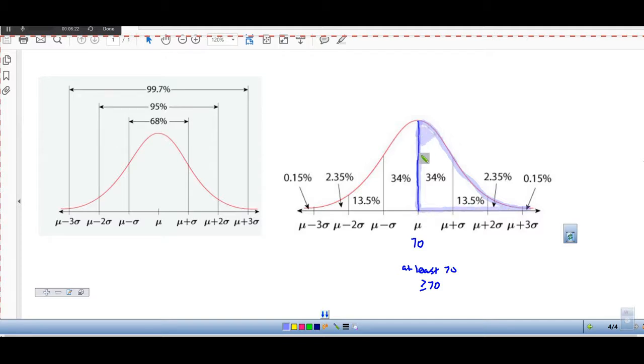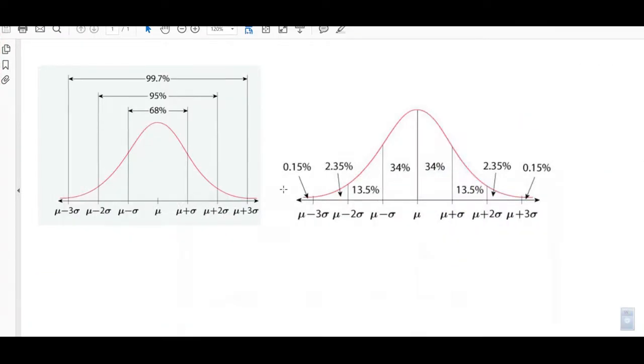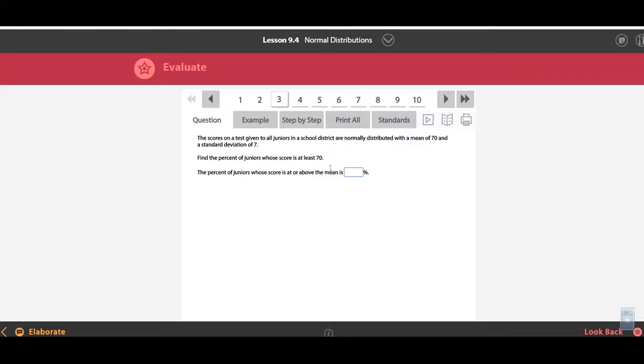And that, as we know from the first problem that we did, is 50%. So that total is 50%. Anything to the right is 50%. Anything to the left is 50%. All right, so we could go here and put in our 50%.